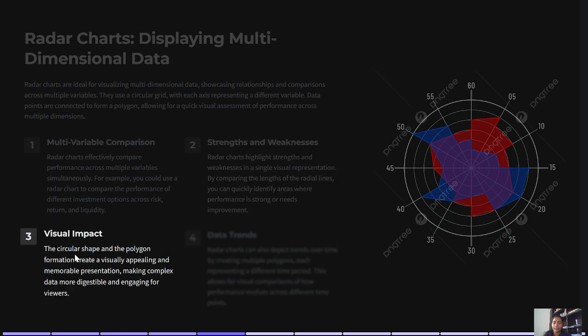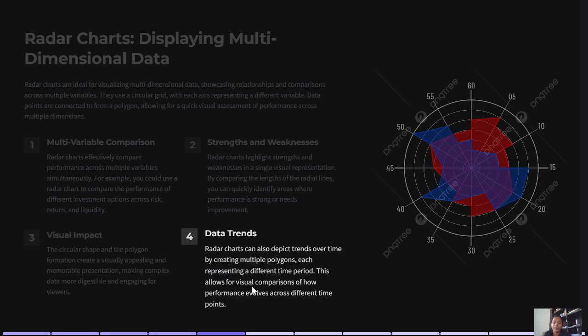Coming to the visual impact, the circular shape and the polygonal formation create a visually appealing and memorable presentation, making complex data digestible and engaging for viewers. Coming to the data trends, radar charts can also depict trends over time by creating multiple polygons, each representing a different time period. This allows for visual comparison of how performance evolves across different time points.